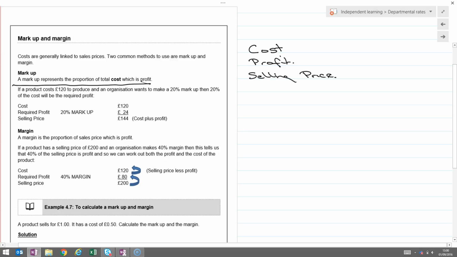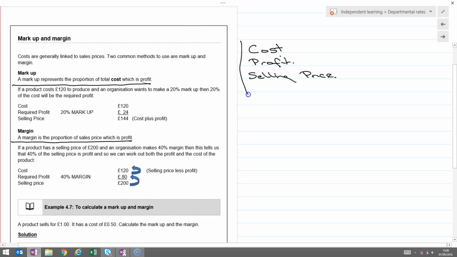If we were told that we had a 10% margin, then that tells you that your profit is 10% of your selling price, because margin relates to selling price. So that's the difference between the two. Markup is how much of your cost is the profit. Margin relates to the selling price, the percentage of your selling price that's profit.